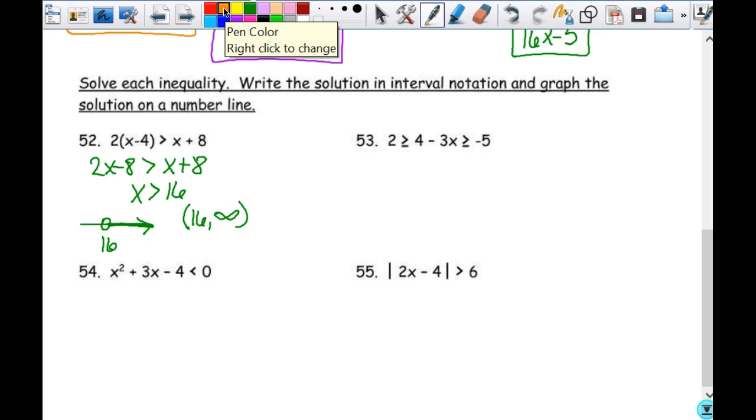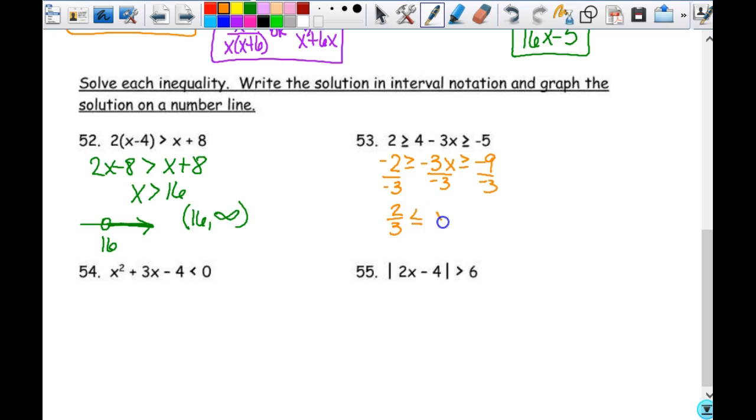All right, so here I've got, I'm going to subtract 4 from each side. So this is going to give me a negative 2 is greater than or equal to negative 3x, which is greater than or equal to a negative 9. Then I'm going to divide everything by 3. I'm sorry, by negative 3. So that's going to give me 2/3 is less than or equal to x, which is less than or equal to 3. You've got to flip your inequality signs around.